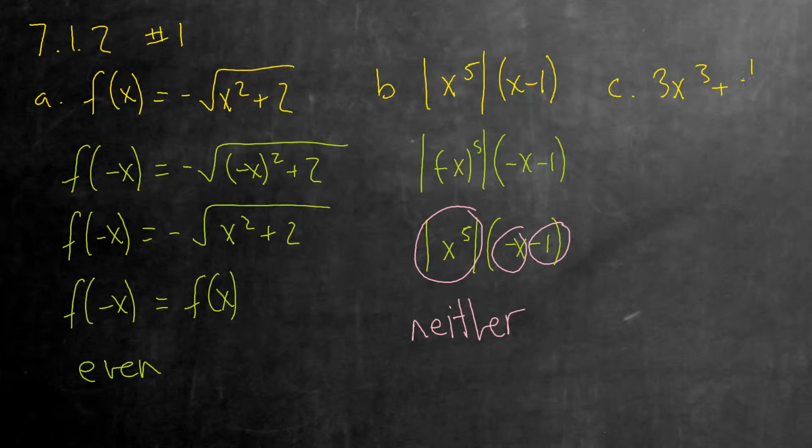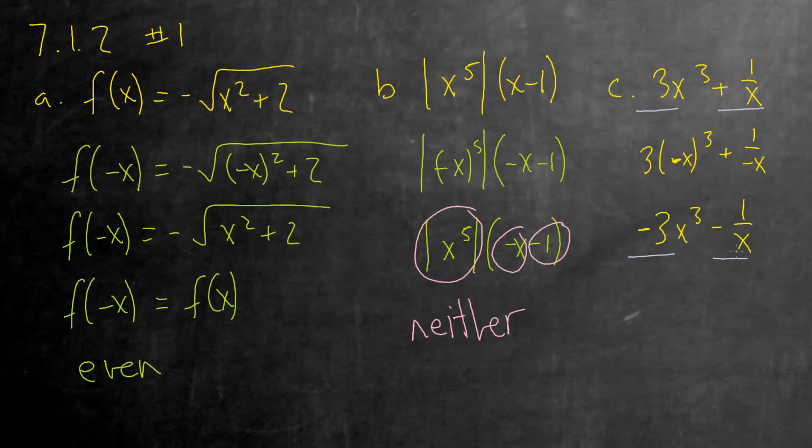3x cubed plus 1 over x. Put in negative x wherever x is. Negative x cubed will be negative x cubed, so we can bring that negative sign out front. And then this negative sign we can bring out front. So now in this case, we changed from a positive positive to a negative negative. So everything changed. So f of negative x equals the exact opposite of f of x. So this one would be odd.